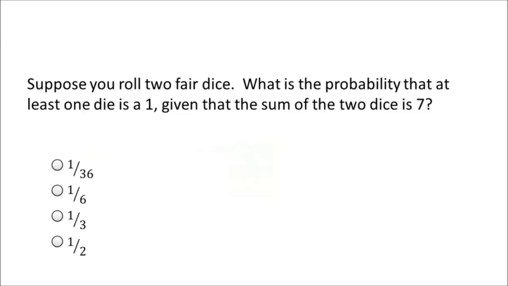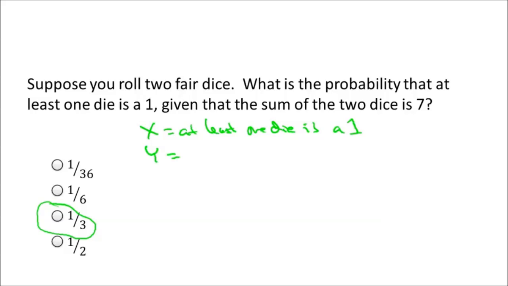Okay, so the correct answer to this quiz is the 3rd answer. So let's see why that is. So what are the 2 events that we care about? We want to know the probability of x given y, where x is the event that at least one die is a 1, and y is the event that the sum of the 2 dice is 7.